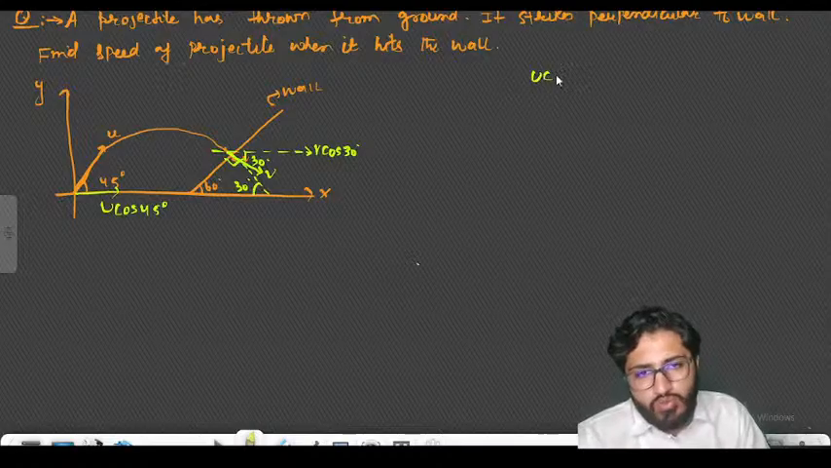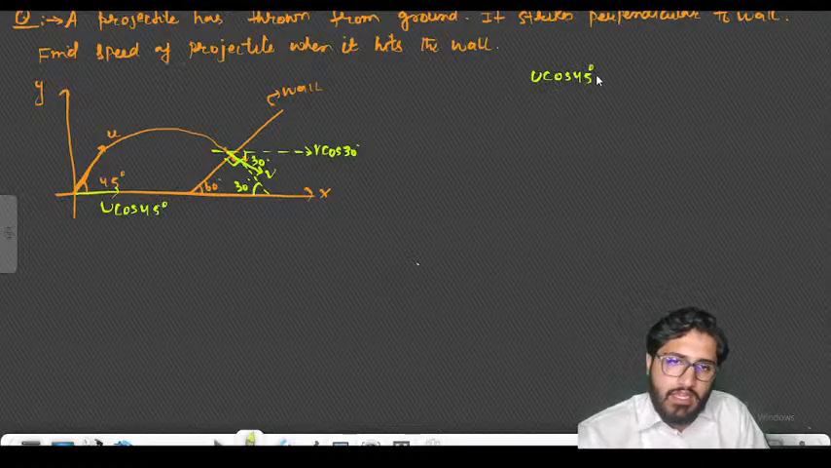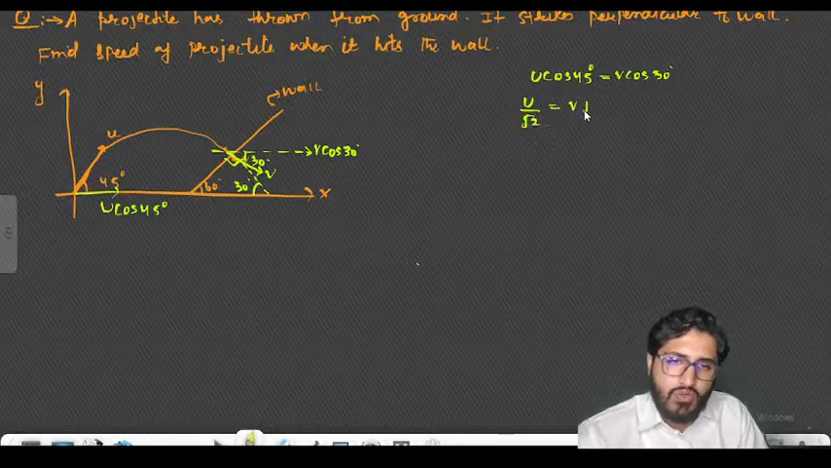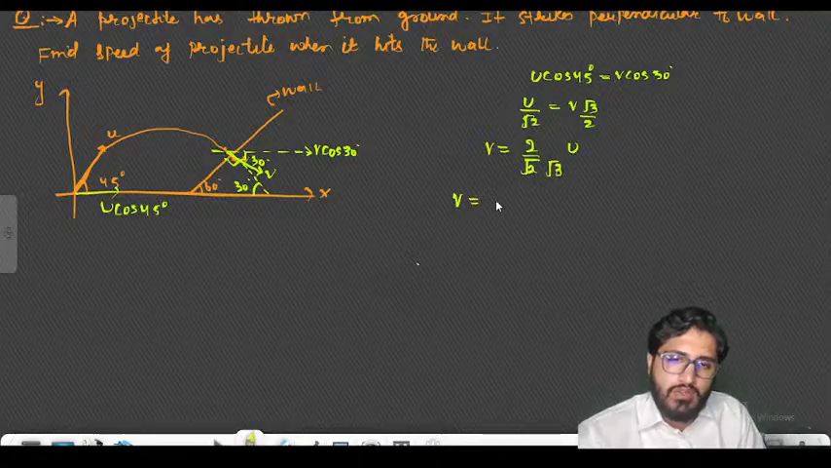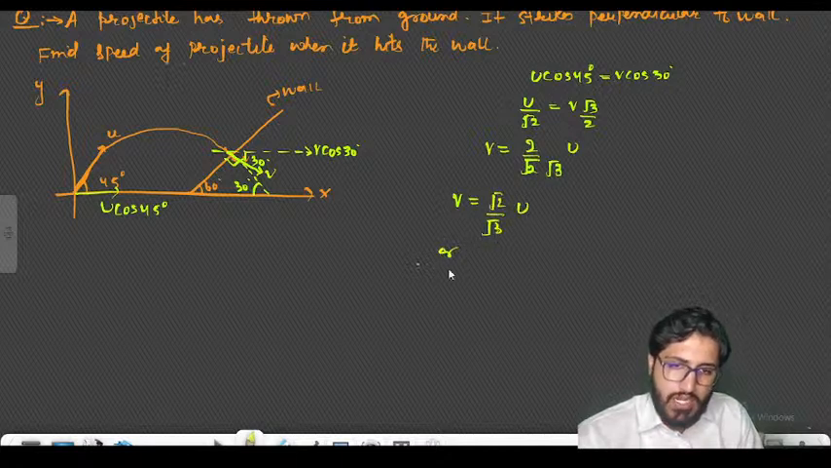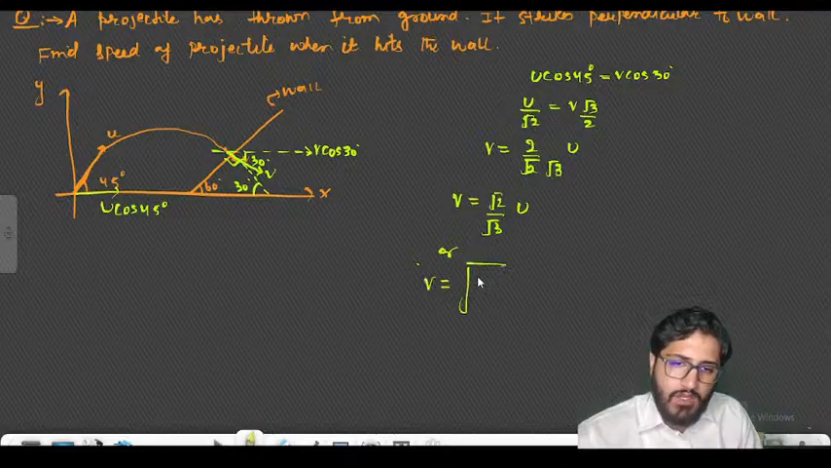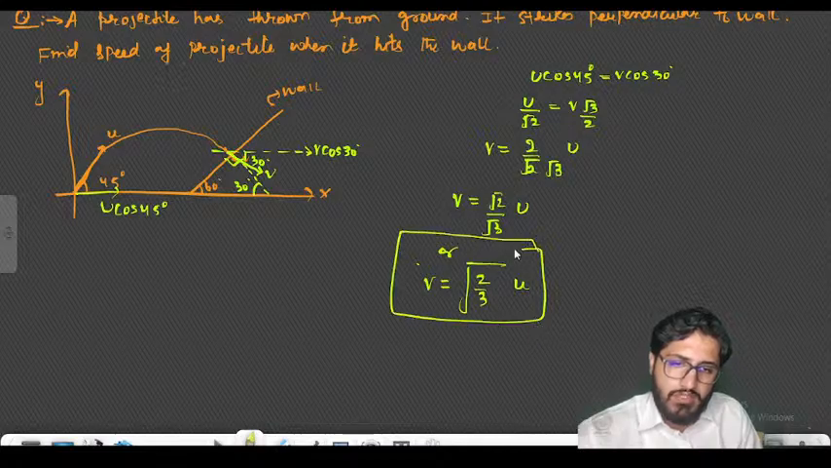So we know that u cos 45 degree will be equal to v cos 30 degree. U cos 45 is u by root 2. V cos 30 is root 3 by 2. So v is equal to 2 divided by root 2 multiplied by root 3 into u. So v equals root 2 divided by root 3 into u. Or you can write v equals under root of 2 by 3 into u. This is my answer.